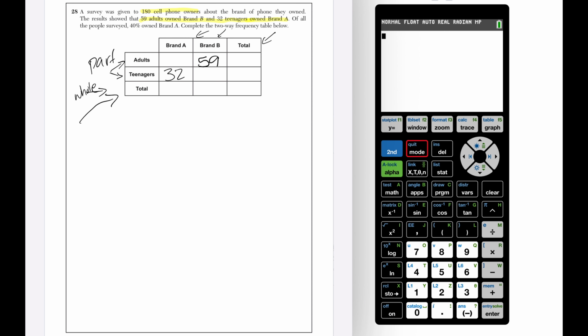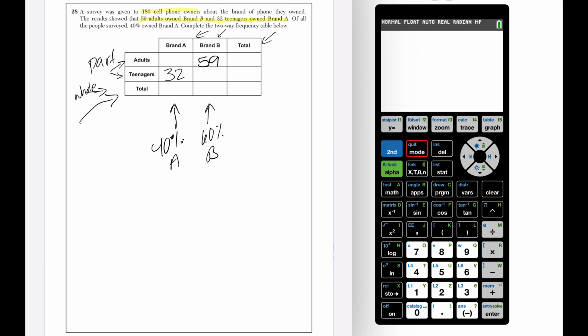Matter of fact, I don't want to put it there. I'm going to figure out, let's write it here, 40% liked A. Complete the two-way frequency table. So 40% of everyone liked A. That means 60% liked B. So there's some logic in there. What else can I figure out?